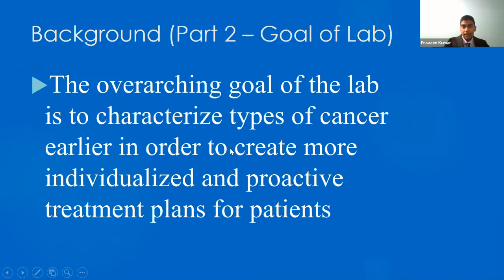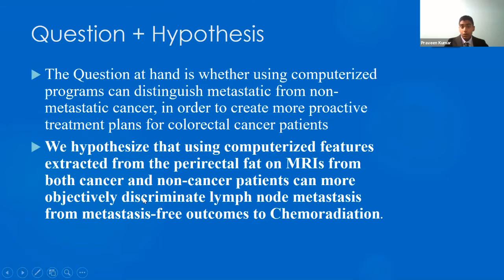Moving on to the second slide, the objective and clinical goal of the lab was to characterize metastasis earlier in order to create more individualized and proactive treatment plans for colorectal cancer patients. The question posed was whether we could use computerized imaging programs to distinguish metastatic cancer from non-metastatic cancer in order to create better plans for patients. We hypothesized that using computerized features and methods from the perirectal fat region of patients, we could determine whether a patient had metastatic cancer and therefore improve their plans regarding chemoradiation therapy.